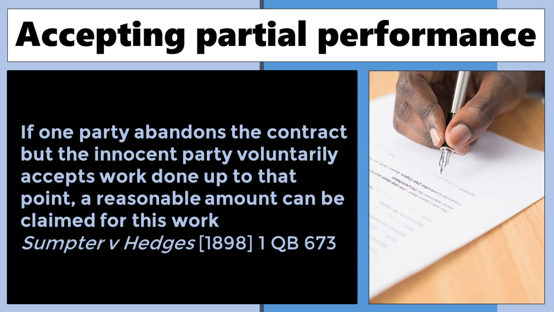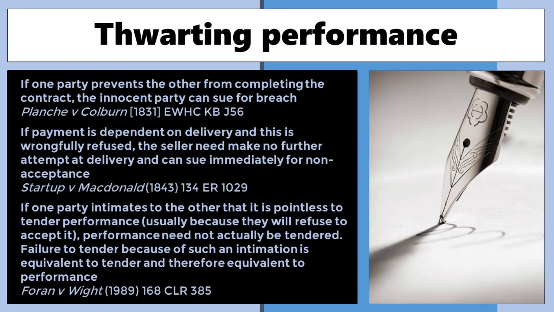And it only applies if the person voluntarily accepts the work. It's not going to apply if they have really no choice but to carry on building the shed, or no choice but to carry on using that piece of software. It's not going to apply in that situation. That's it. It's a bit of a corner case. It doesn't come up much. All right, these things can come up though. This is what we call thwarting performance.